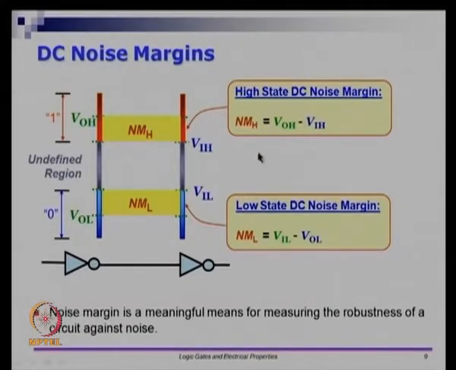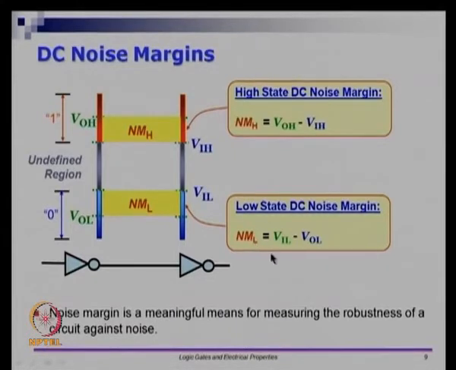So there are two noise margins. One noise margin is called the high state DC noise margin, and the other one is called the low state DC noise margin. So the high state noise margin is defined as VOH minus VIH, and the low state noise margin is VIL minus VOL. So be careful about the relationships. It is VO minus VI here for high and VI minus VO for low. So now let us see why this is interesting.